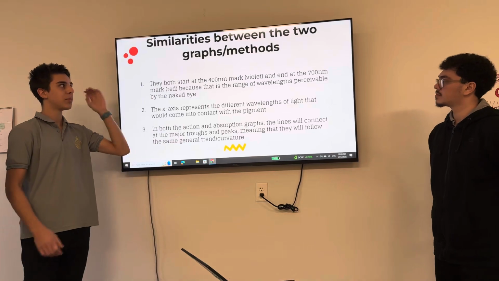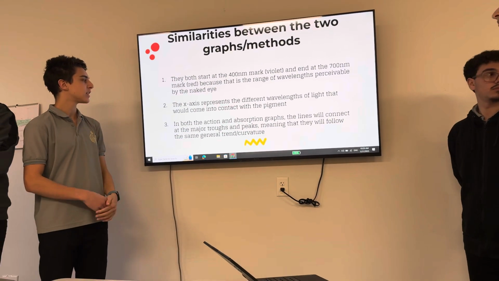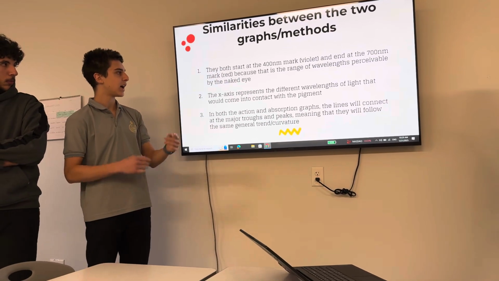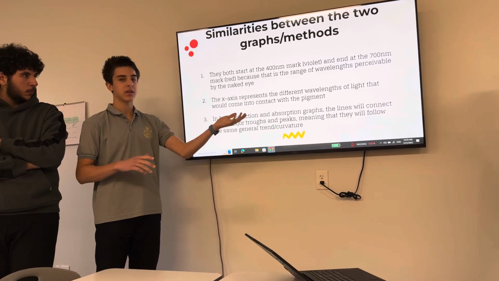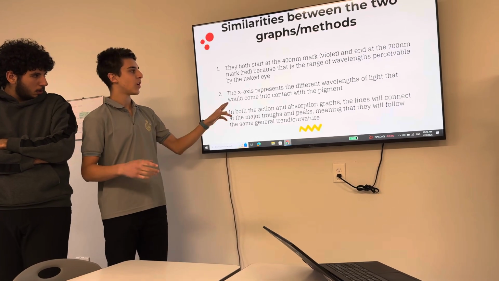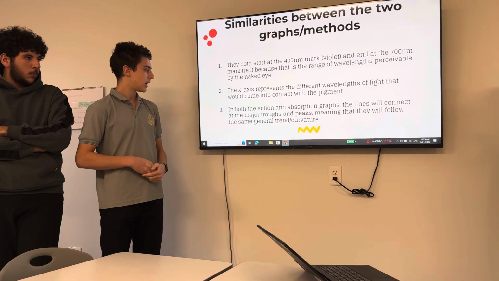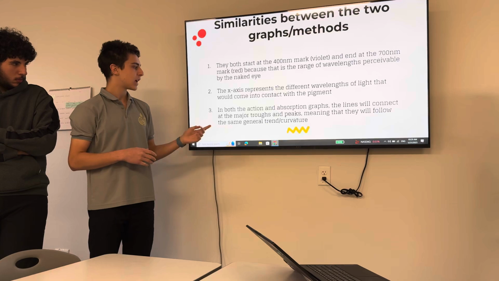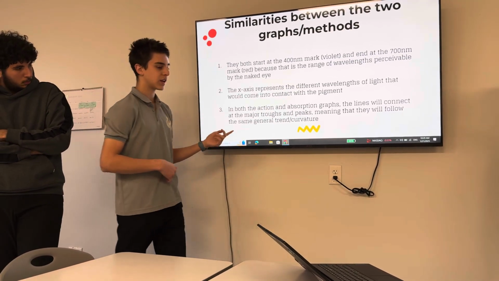Now, the main point of this lesson actually is about the similarities and differences of these graphs. So I just wanted to start off with the similarities. They both start at the 400 nanometer mark, violet, and end at the 700 nanometer mark, because that's the range of wavelengths that, like Samir said, is perceivable light to us. The x-axis will always represent the different wavelengths of light that can come into contact with the pigment. And in both the action and absorption graphs, the lines will connect at the major troughs and peaks, meaning that they will flow in the same general trend or curvature.